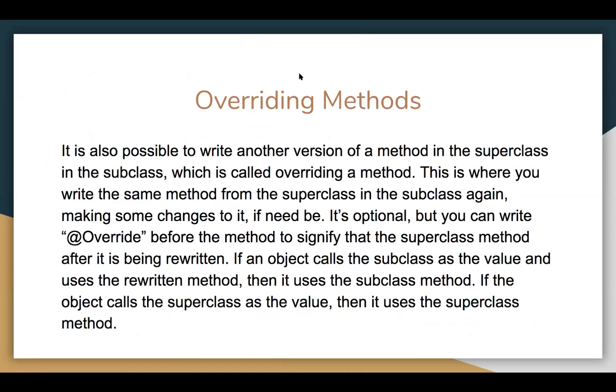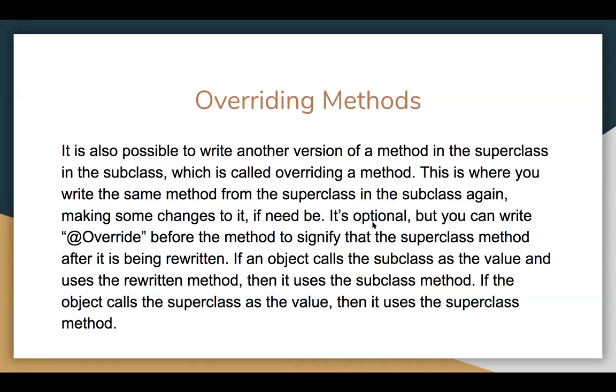Overriding methods. It's also possible to write another version of a superclass method in the subclass, which is called overriding a method. So this is where you write the same method from the superclass in the subclass again, making some changes to it if need be. Again, it's optional because if you create a subclass object, you can already use superclass methods.